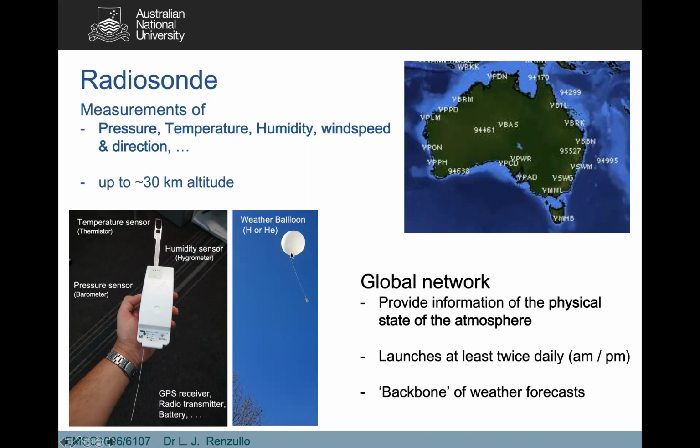It's attached to these helium or hydrogen-filled balloons, weather balloons, launched from various locations around the world multiple times a day. In Australia, there's maybe 20 or so radiosonde launch sites, typically co-located with airports. These are part of a global network of radiosonde launch sites, and they provide the physical state of the atmosphere for all these locations multiple times a day, at least twice a day. And these measurements form the backbone of all weather forecasts.